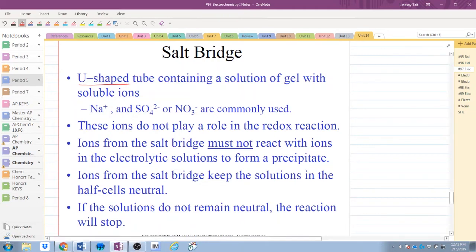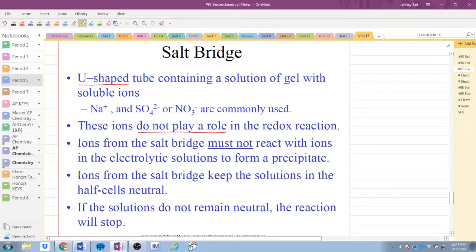These are common ions that end up in your salt bridge. You do need soluble ions in there. The ions that go into your salt bridge cannot play a role in the redox reaction. They cannot interfere with it. They should be completely inert and not part of the reaction at all. The ions from the salt bridge must not react with ions in the electrolytic solution to form a precipitate. So again, you want them doing nothing except being there. So you do have to carefully select your ions.